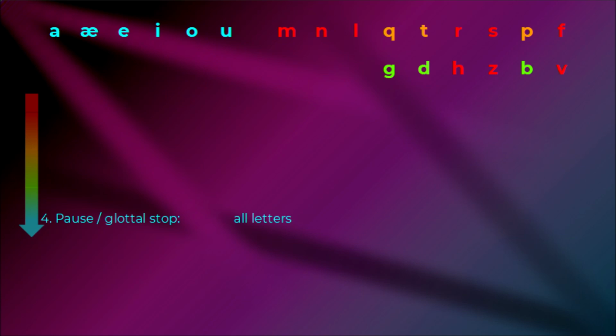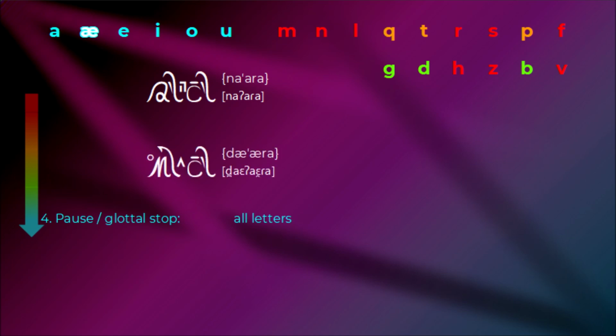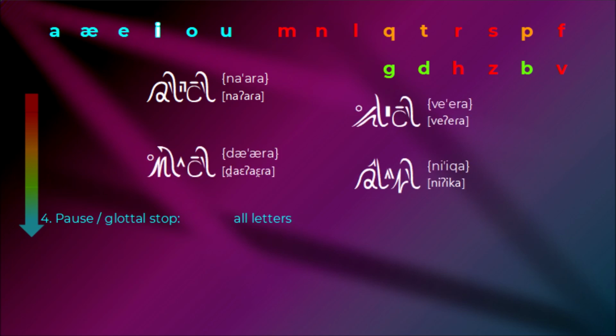This situation occurs often in Ælis too. For example, naara, daiaira, veera, niika, dooka. Naara, daiaira, veera, niika, dooka. That's right, very good. Now I would like to add a remark about the liska, a small side note.